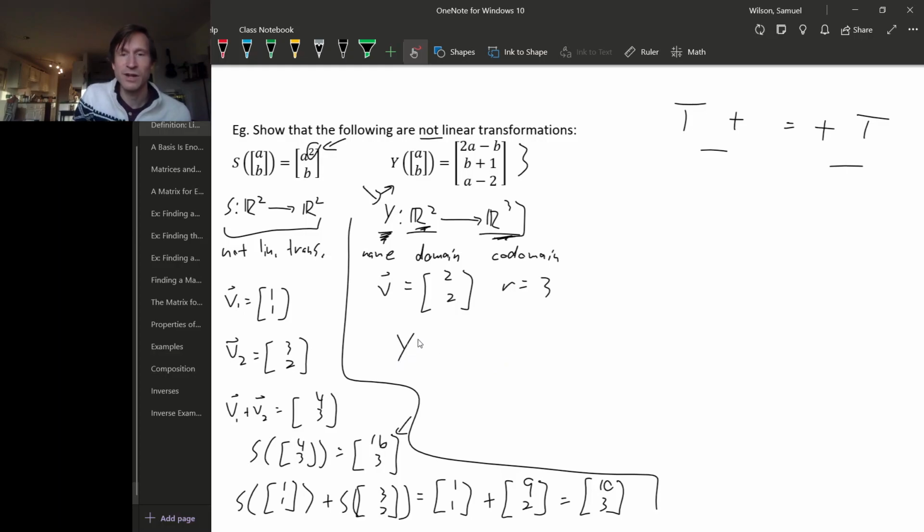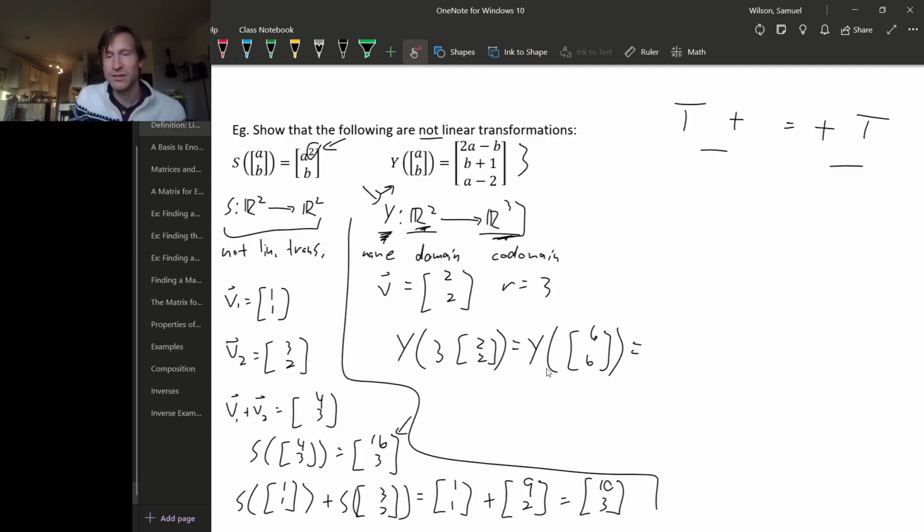So let's check what is Y of 3 scalar product 2, 2. Well, we can do this scalar product. We get 6, 6. And then we can apply the transformation Y. So let's see, 2 times 6 minus 6, that's 6. And then 6 plus 1 is 7. And then 6 minus 2 is 4.